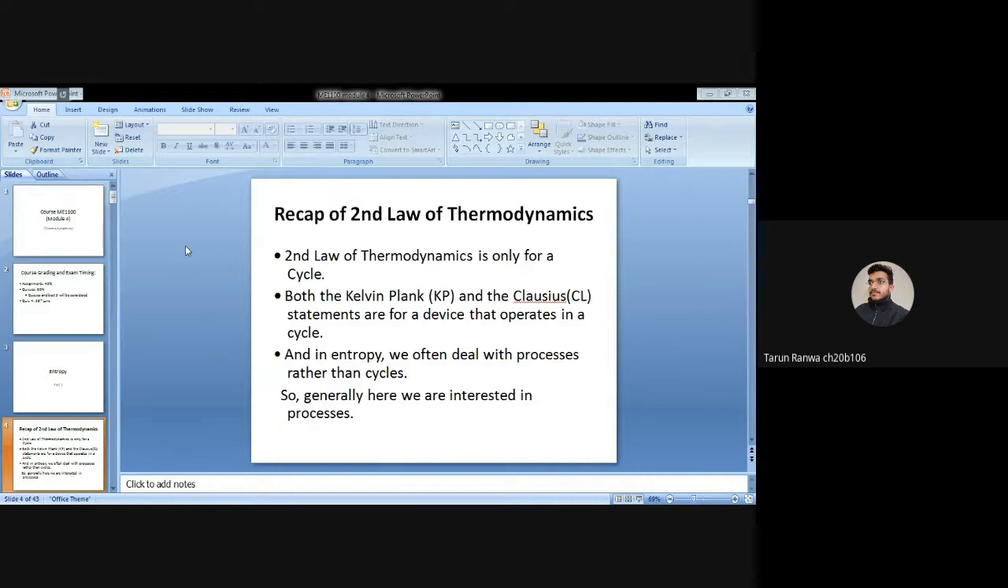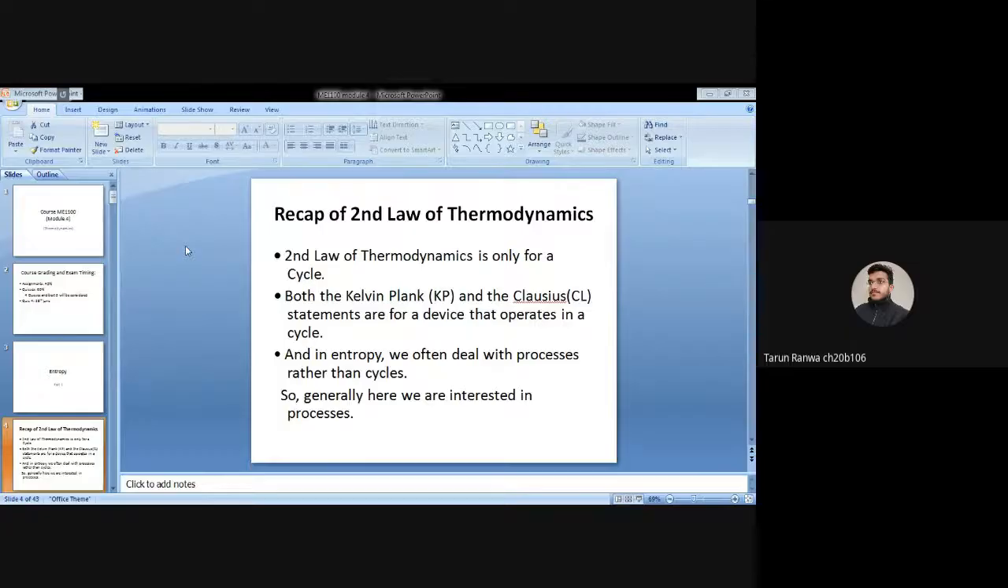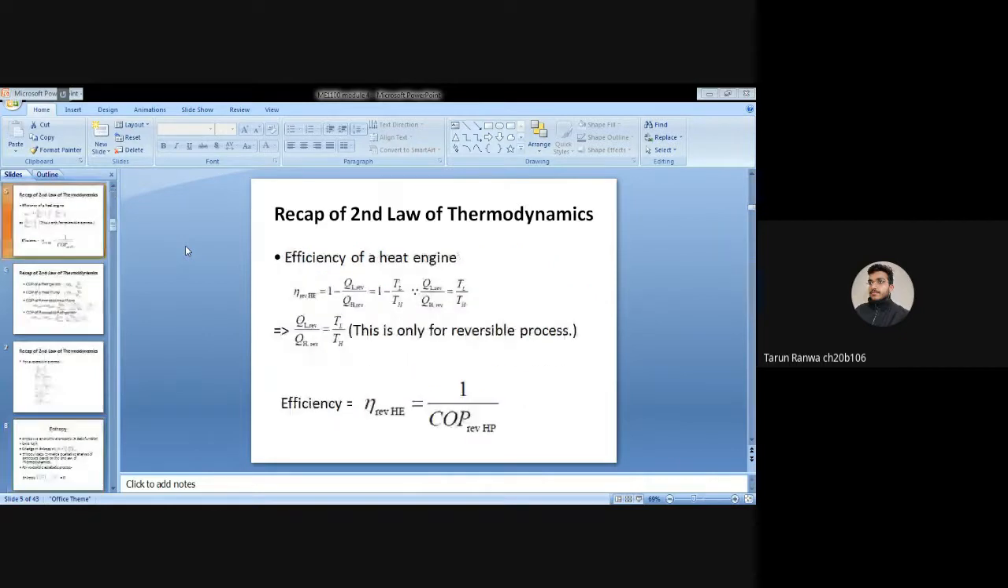In the first part, this is a recap. It is only for a cycle. Both the Kelvin-Planck statement and the Clausius statement are for a device that operates in a cycle. And in entropy, we often deal with processes rather than cycles. So generally, here we are interested in processes.